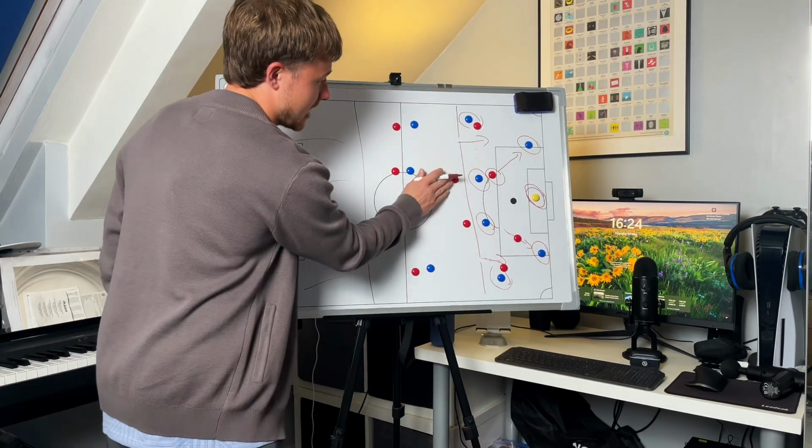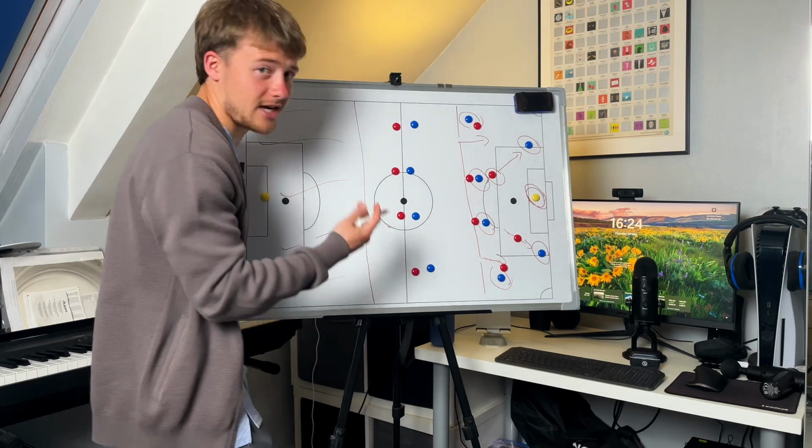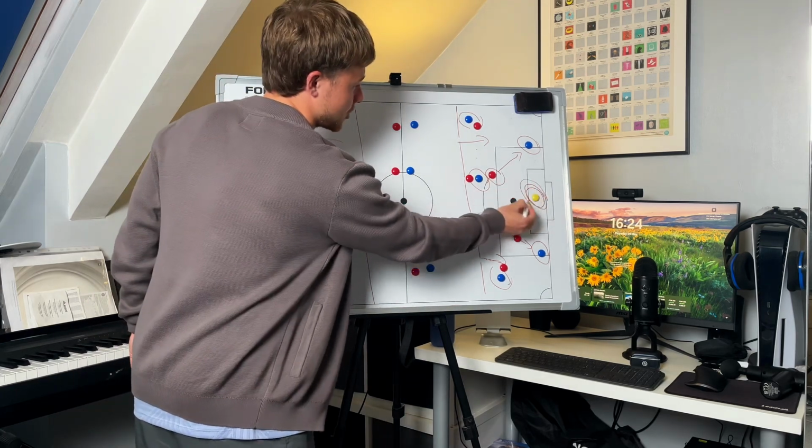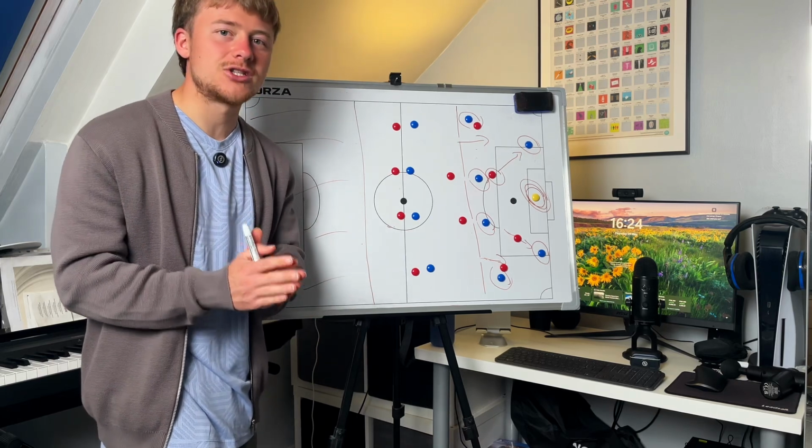So even though the opposition have 6 defending this first phase, the blue team always have a +1 because of their goalkeeper, so they've got 7 players. So that's the type of stuff I want you to note down, how formations change in each phase.